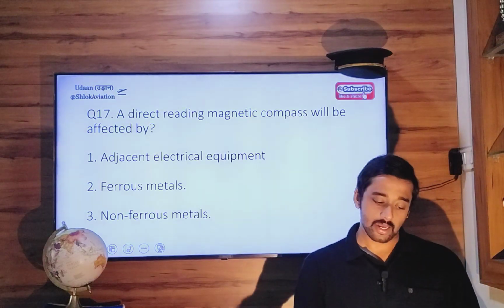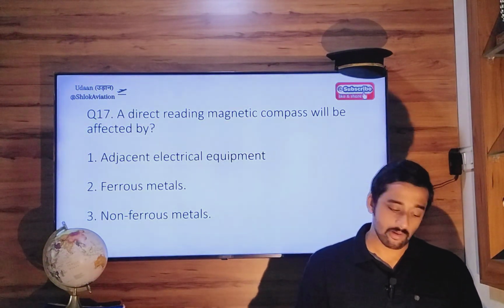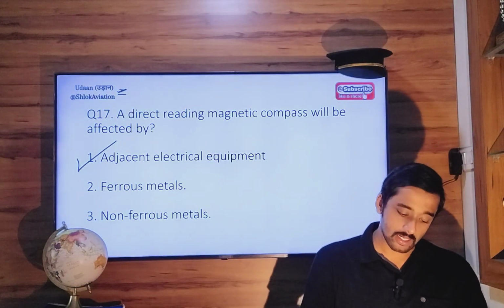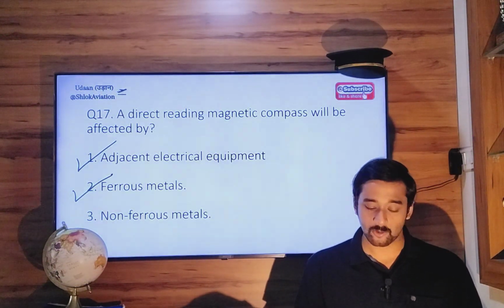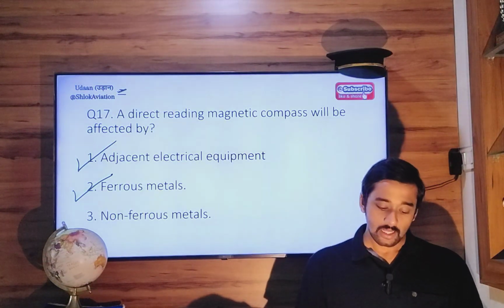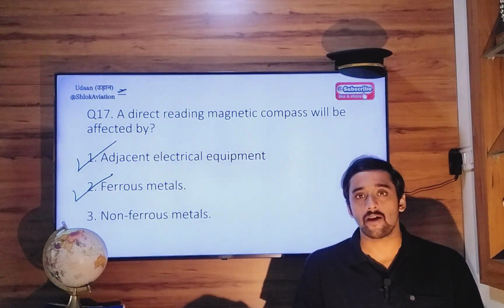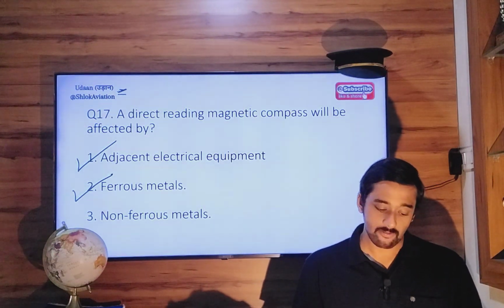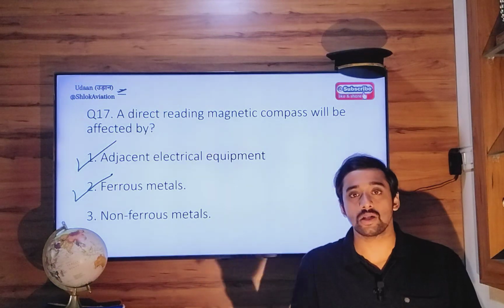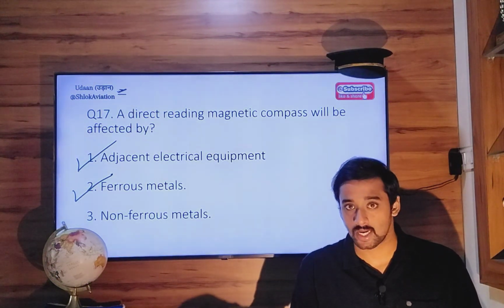A direct reading magnetic compass will be influenced or affected by adjacent electrical equipment. Yes. Ferrous metals means steel and all that. Yes. So option 1 and option 2 are the correct options. Non-ferrous metals like wood, no. Plastic, no. These things won't affect or influence your compass functioning. But electricity and ferrous metals all influence or affect your magnetic compass. It will induce deviation in it.